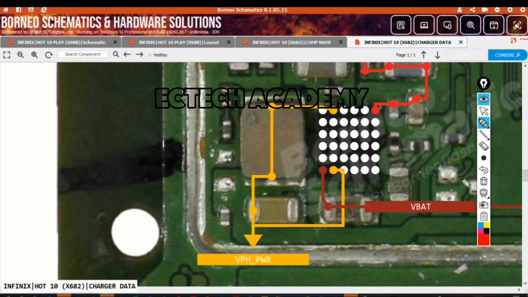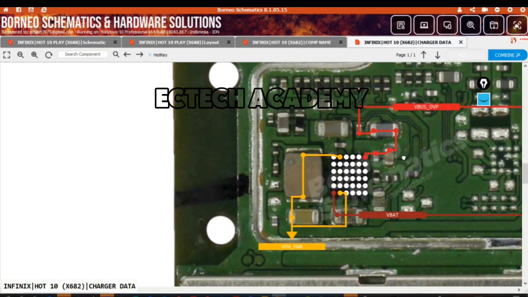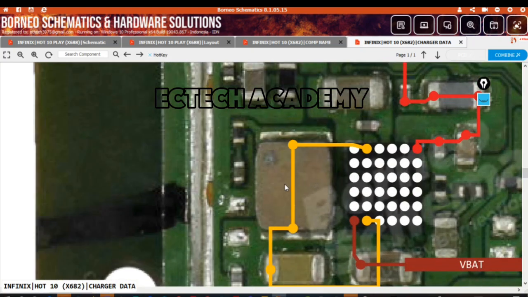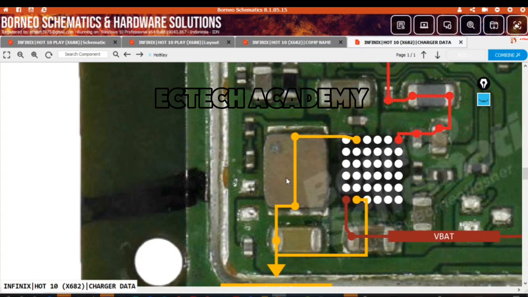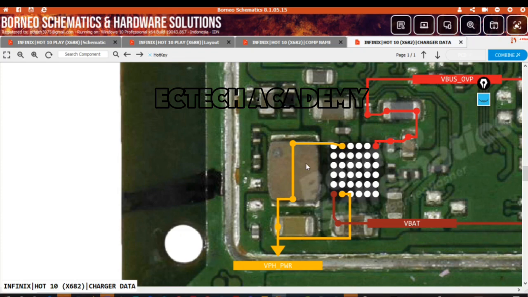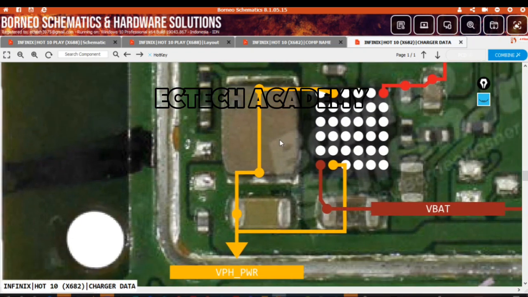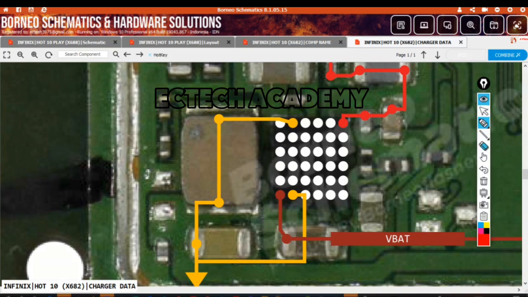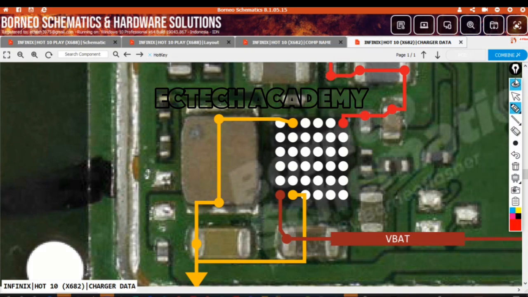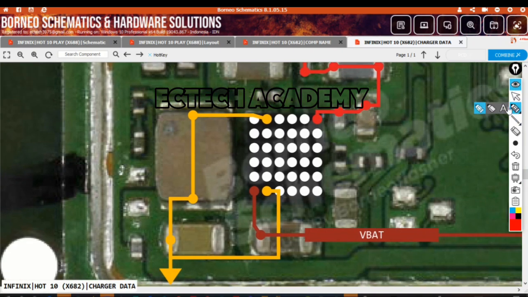What is the major role of this buck coil? Whenever you have a buck coil, just know that you also have what we call a buck converter IC. Let me give you an introduction to that. Any IC that steps down a voltage is recognized as a buck converter.